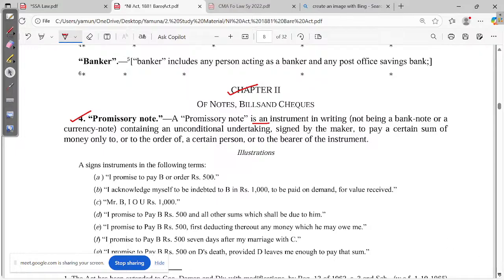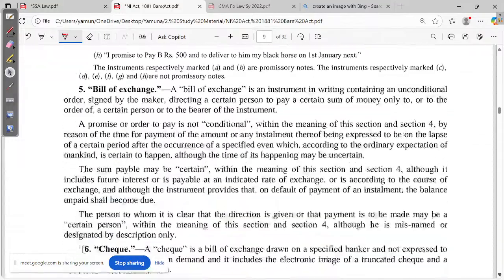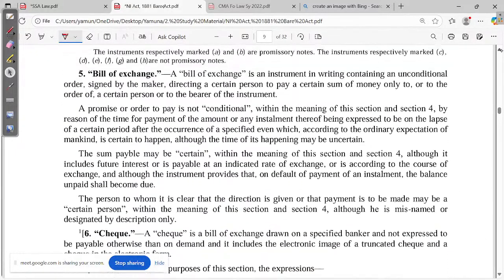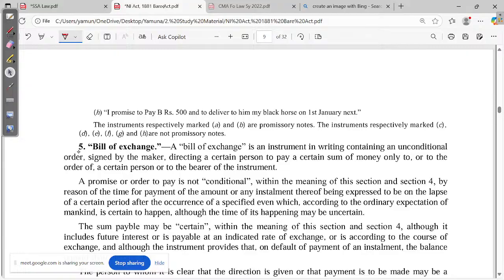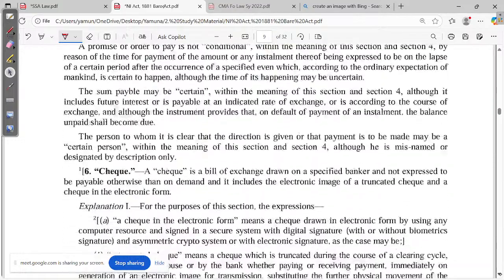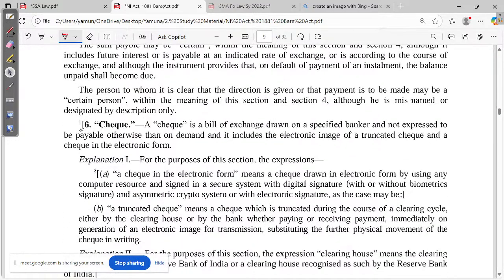Shall I scroll down? Section 5 is directly dealing with the definition of bill of exchange. See the first slide. Please join here. Bill of exchange is an instrument in writing containing an unconditional order. See, it is a proper definition. So fifth one. Then sixth one, section 6, dealing with cheque. So these three are needed.